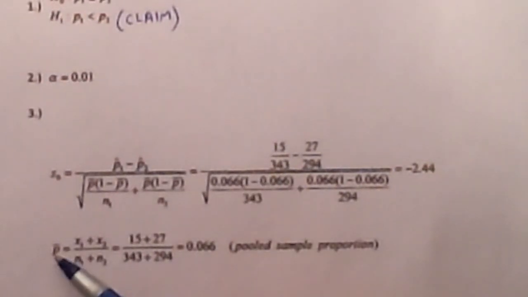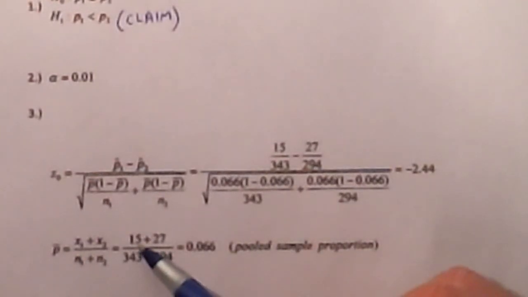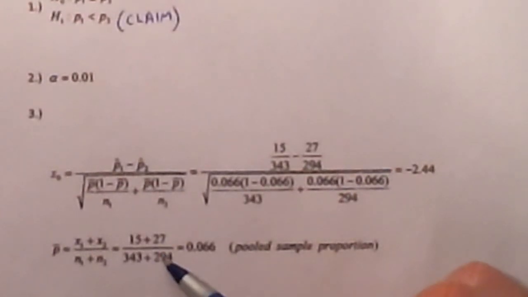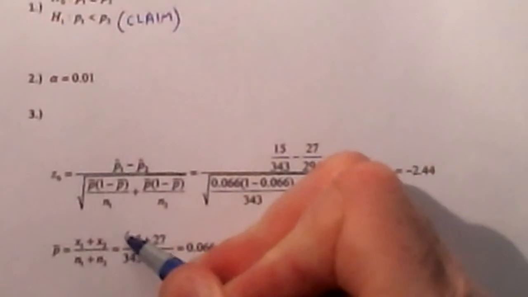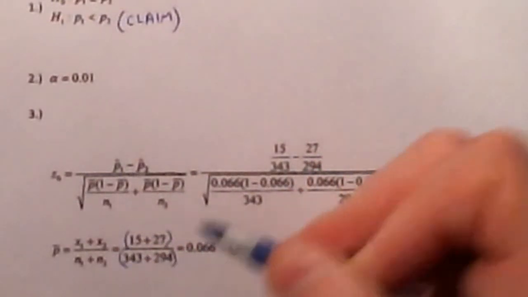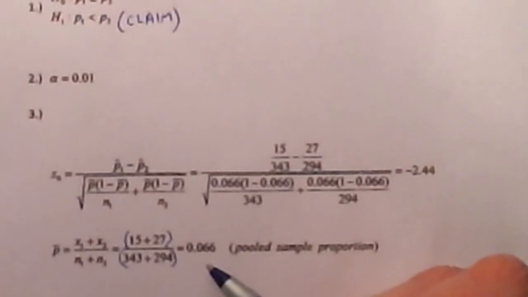Of course, we have to compute p-bar first. And so of the 343 infants using bed nets, 15 developed malaria, plus only 27 developed malaria not using bed nets, divided by the sum of the number of infants that were randomly surveyed. 343 infants that used bed nets were surveyed, added to 294 infants that did not use bed nets. Again, enclose the numerator and denominator inside parentheses to stay off a logical error. You should get 0.066 as the p-bar value.